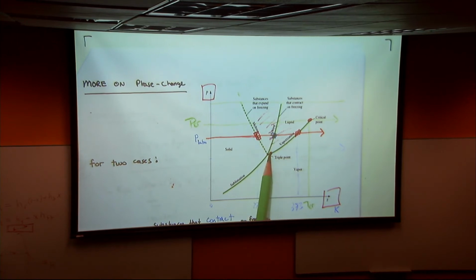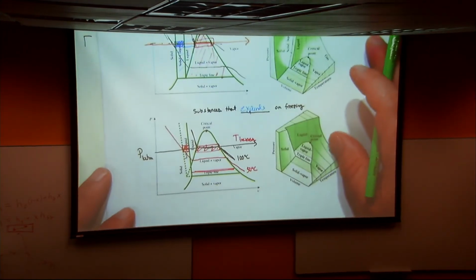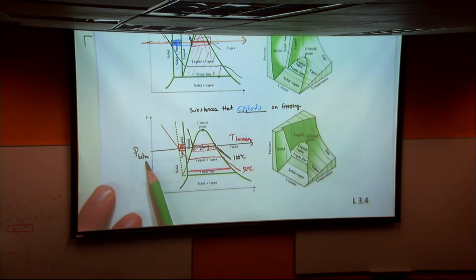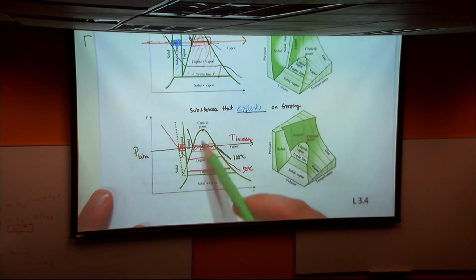It's after, everything's after this triple point. Okay, so let's go to this part right here on this line. So as I cross it, there's a width to this line. And so what I have here is a substance that expands on freezing. If this is 1 atmosphere, and now here's my bell curve.